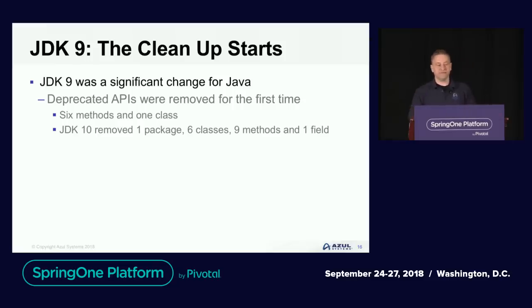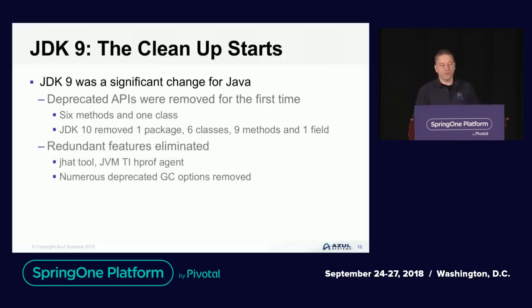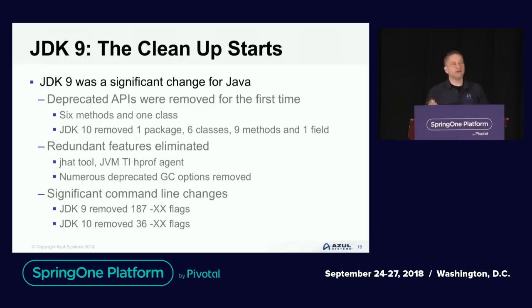JDK 10 took that a little bit further. They removed an entire package, 6 classes, 9 methods and 1 field. So they're starting to do a little bit of cleaning up. They also removed a whole bunch of redundant features from JDK 9, things like the jhat tool, the JVM Tool Interface, the hprof agent, and a whole set of deprecated garbage collection options, things like incremental concurrent mark sweep just disappeared. And they tidied up some of the -XX options.